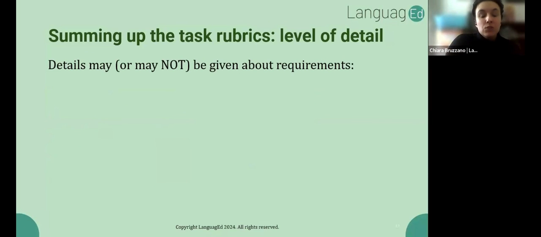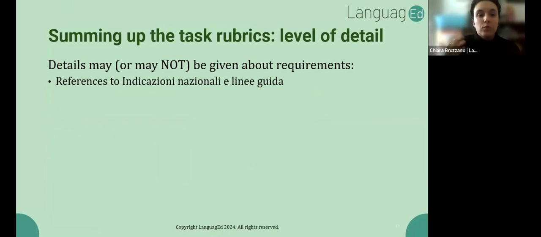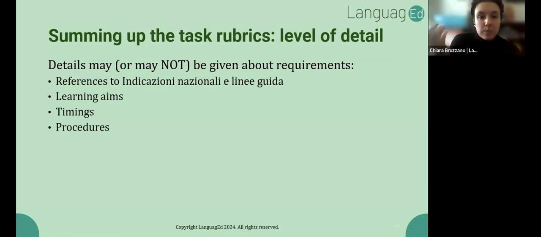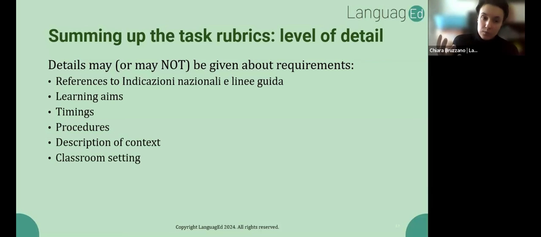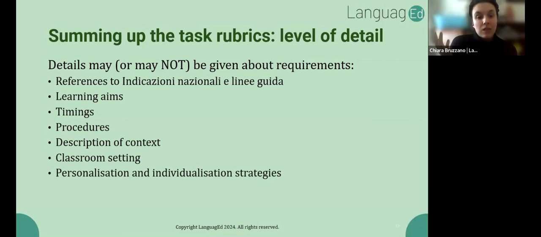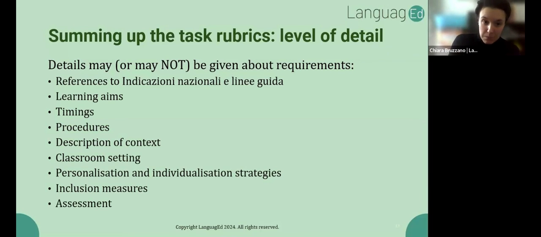And you may also be told about what they want to see in the lesson plan specifically. So, for example, references to the indicazioni nazionali, the learning aims, timings of your activities, specific procedures, a description of the context. These are all things taken from old tracce. The classroom setting, so how are you organizing the classroom setting? Personalization and individualization strategies, which have to do with inclusion for the most part. Inclusion measures and specific inclusion measures as well. And assessment, of course.